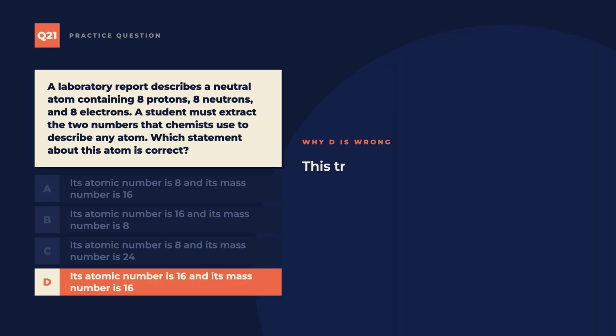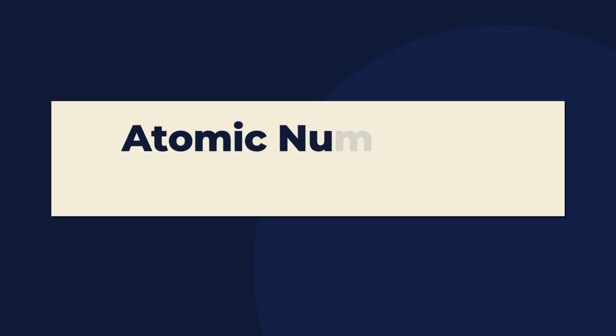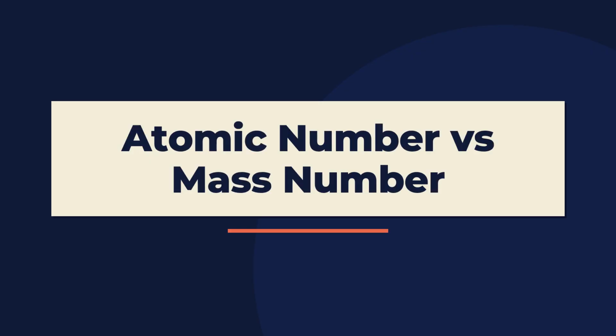D is wrong because this treats the atomic number as the sum of protons and neutrons. Atomic number counts protons alone and is what defines the element. Every atom carries 2 numbers because identity and mass are separate properties. Keeping them straight is the foundation for understanding isotopes, radioactive traces, and the periodic table itself.